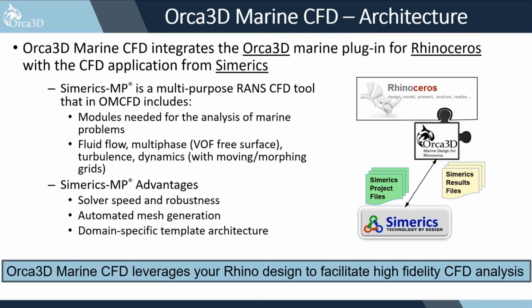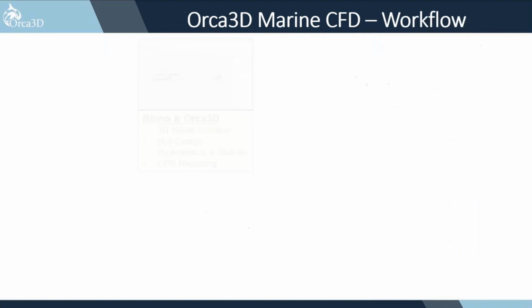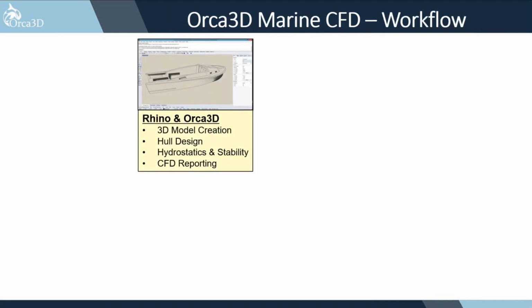So in essence, what we're really after with Orca CFD is to leverage your Rhino design that you've spent time building, modeling, analyzing with Orca, in order to facilitate high-fidelity CFD analysis early on in the design, when it has the most impact. So in terms of the workflow, and we'll show a quick example of this in a moment, the workflow is quite straightforward in Orca Marine CFD. You start off with your Rhino model, the creation of the model, and oftentimes you'll use Orca to help you create the model because there's numerous design tools, things like real-time sections and real-time hydrostatics that will help you design your model.